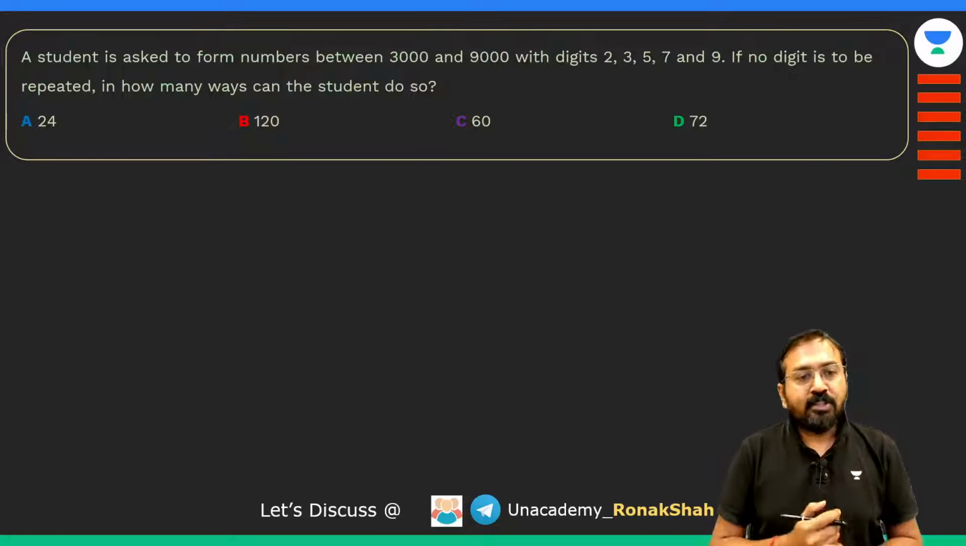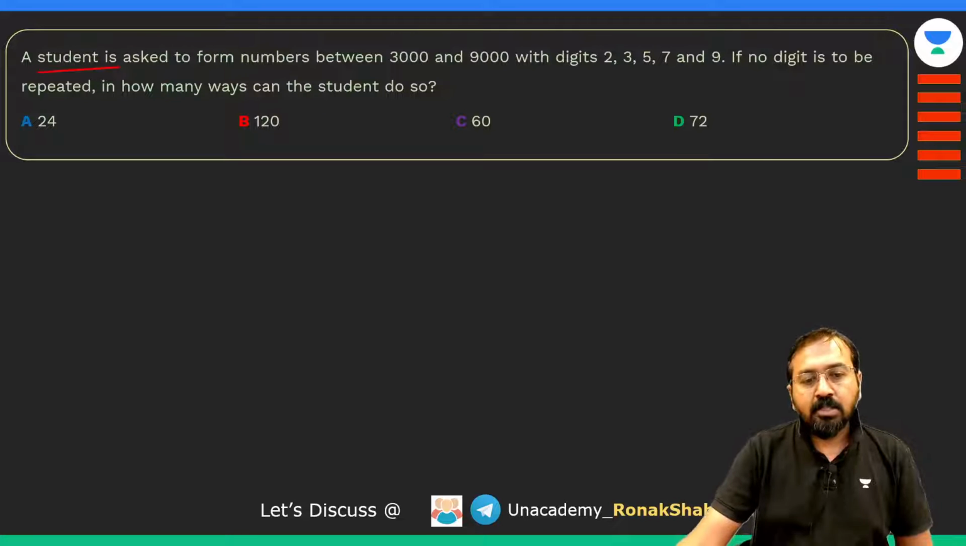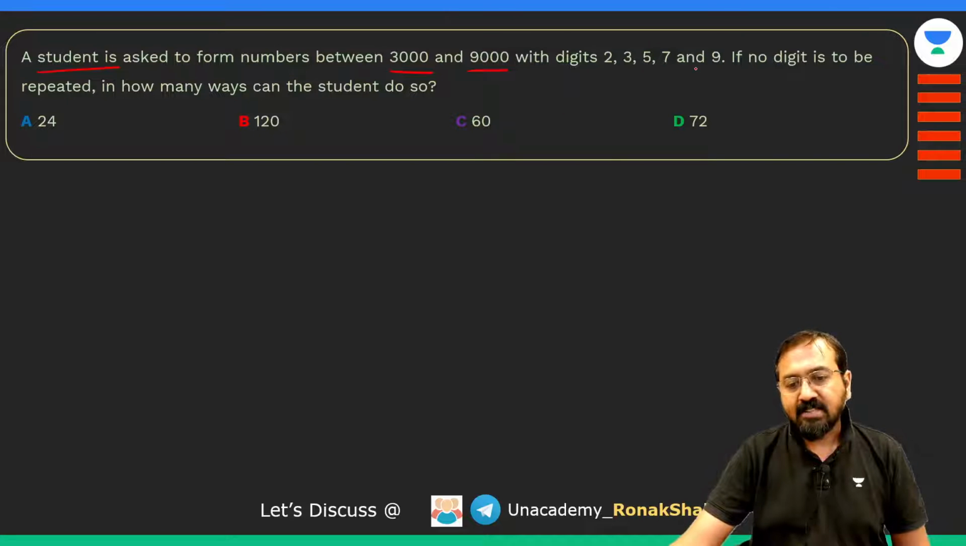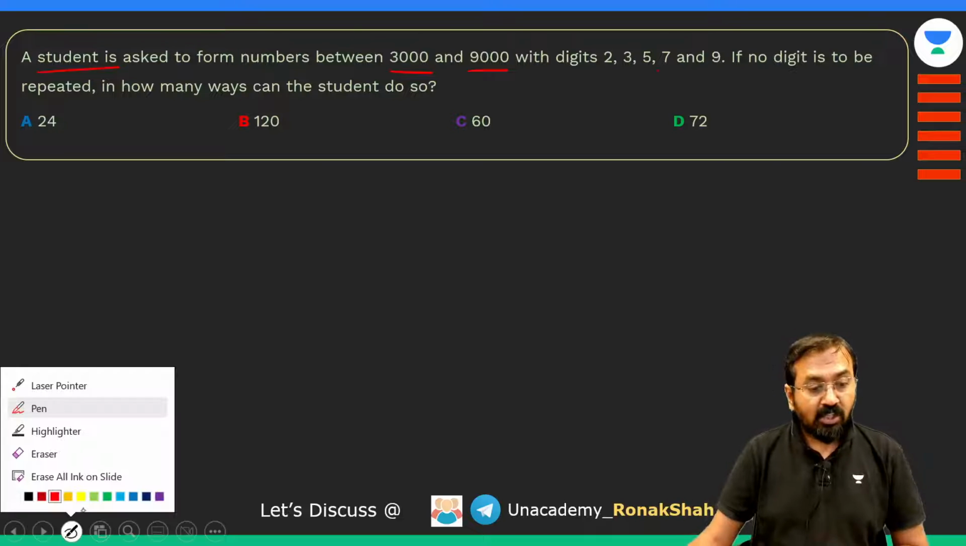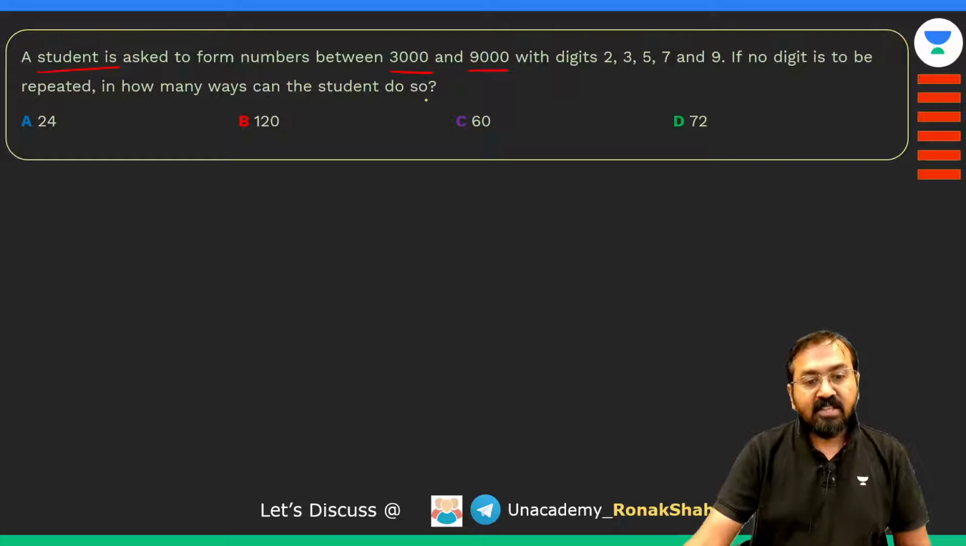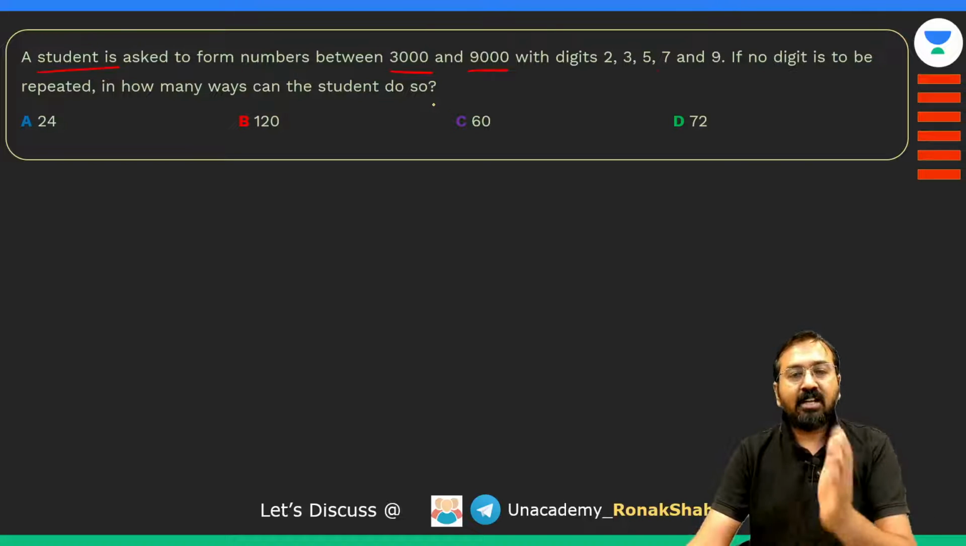Now let's try for this question. A student is asked to form numbers between 3000 and 9000 with digits 2, 3, 5, 7 and 9. If no digit is to be repeated, that means repetition is not allowed, then in how many ways can the student do so? Meaning, how many different 4-digit numbers can be formed which are in this range?